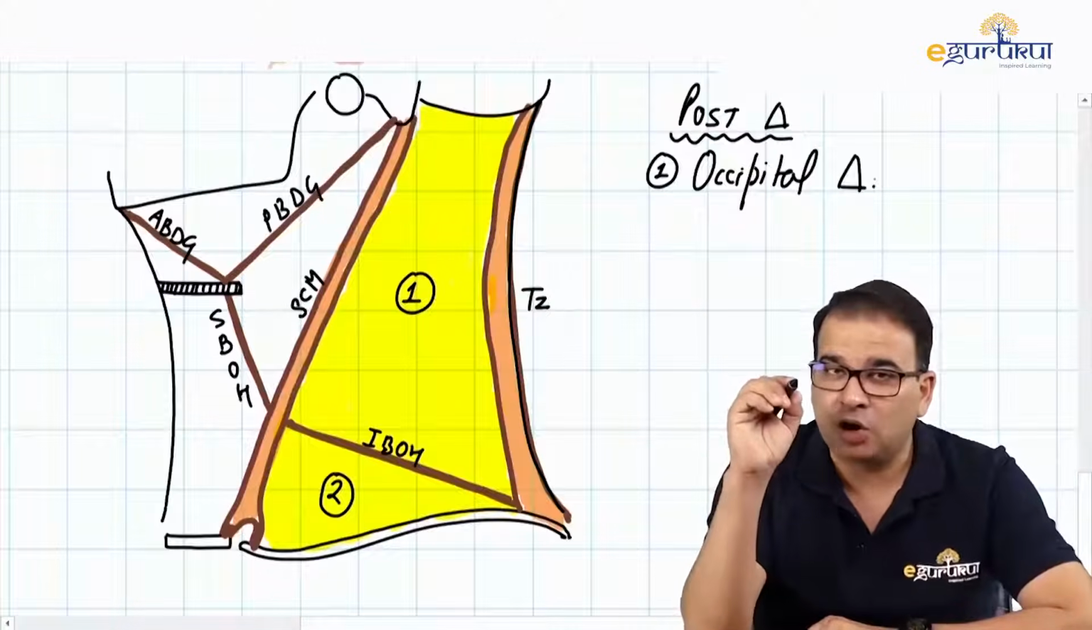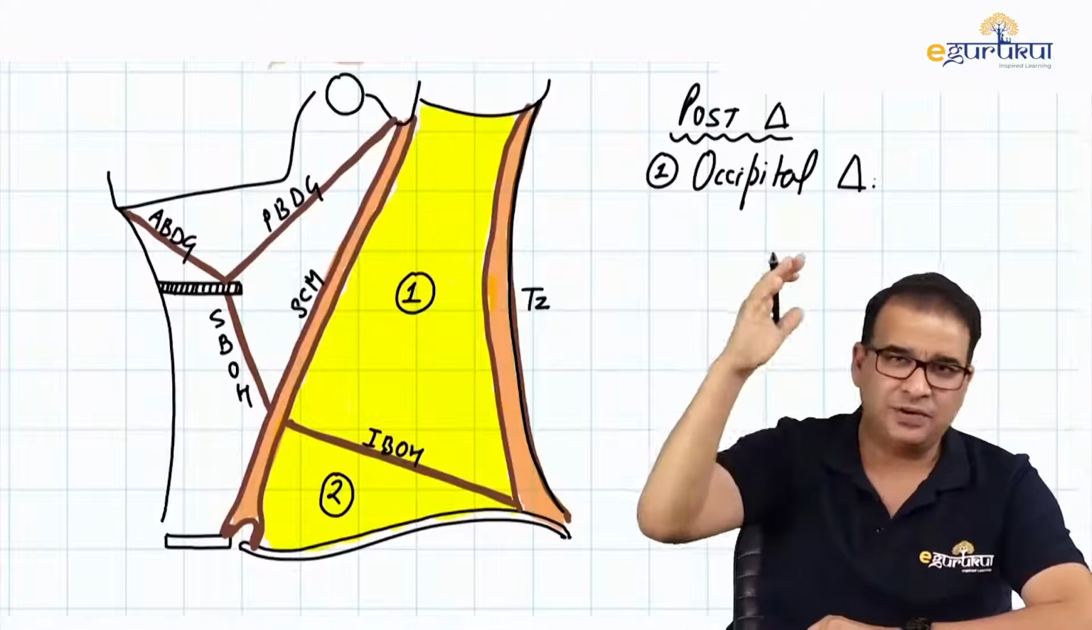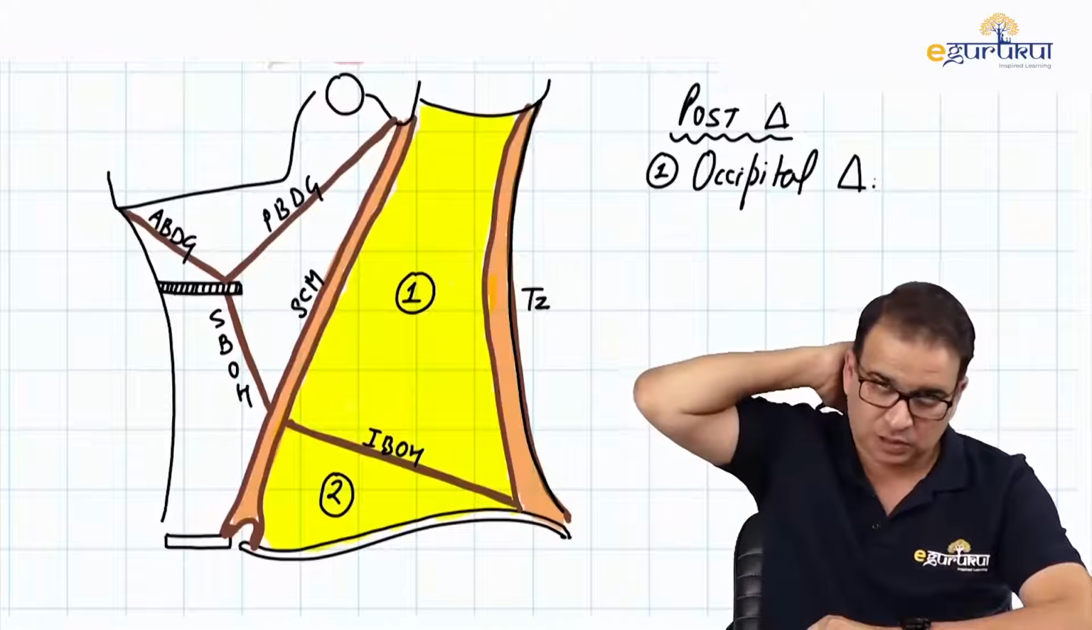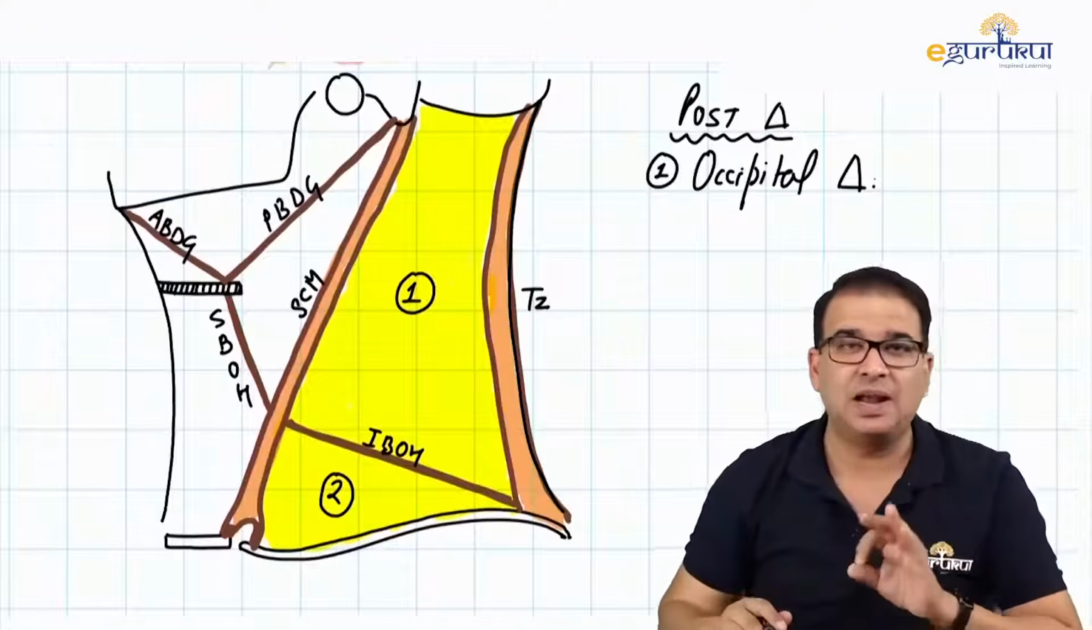And mind it, it is called as occipital triangle, not suboccipital triangle. Suboccipital triangle is at the back. That's a different triangle altogether. There's a triangle at the back also. We're not talking about the back of neck. We're talking about the side of the neck. So this is an occipital and not suboccipital.